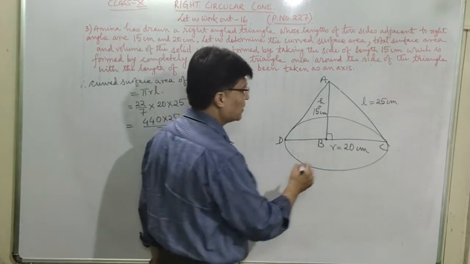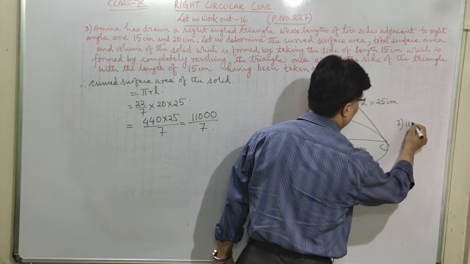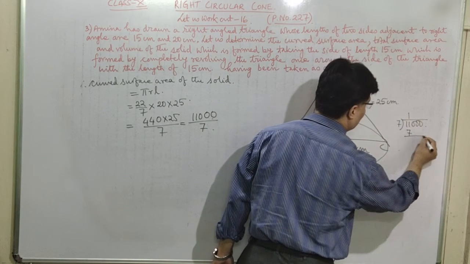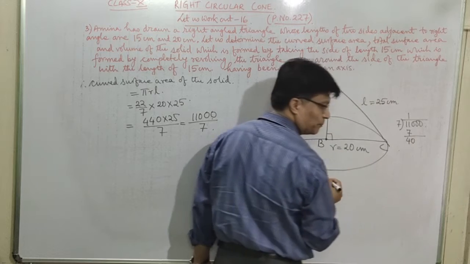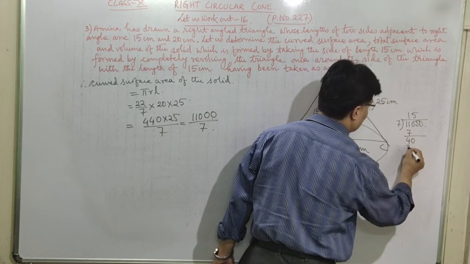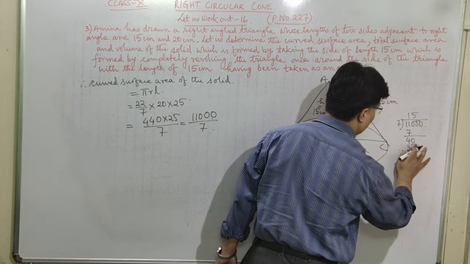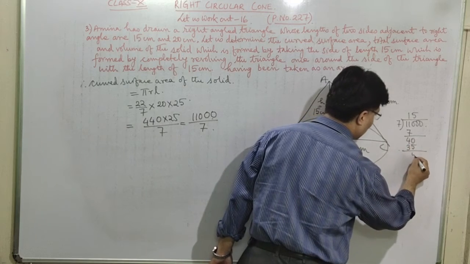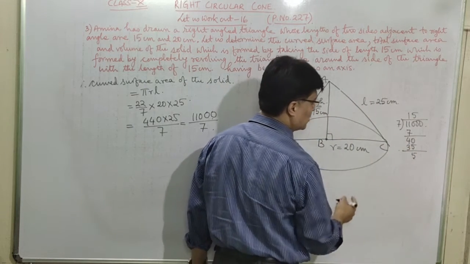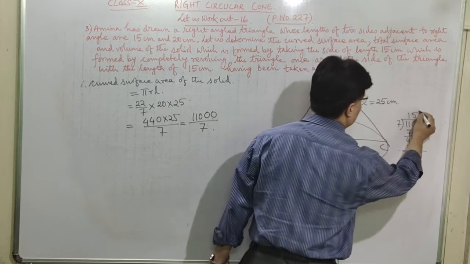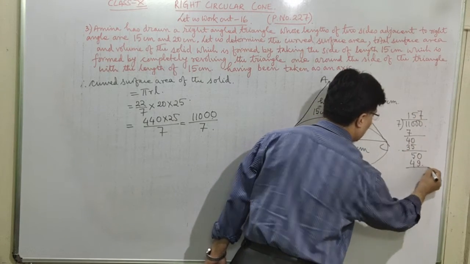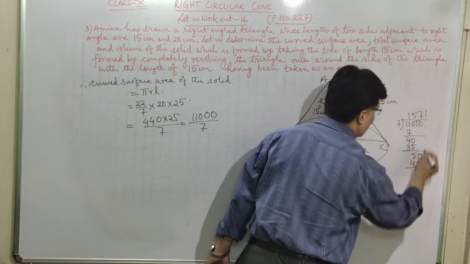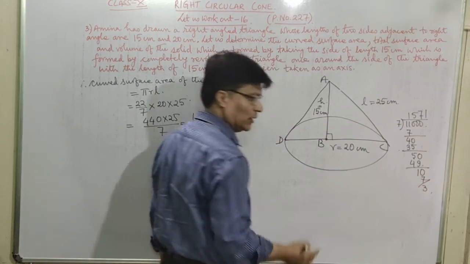Let us divide it. 7 ones are 7. 11 minus 7 is 4. 7 fives are 35. So 40 minus 35 is 5. Then comes 0. 7 sevens are 49, right? 50 minus 49 is 1. Then comes again 0. 7 ones are 7. What is the remainder? 3.